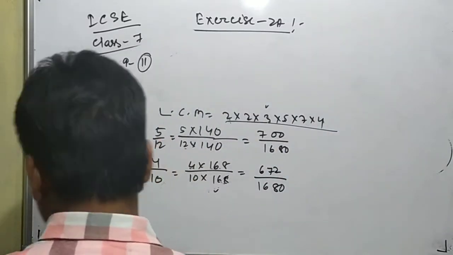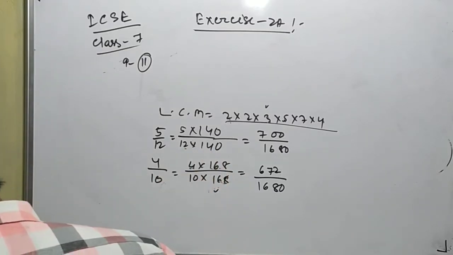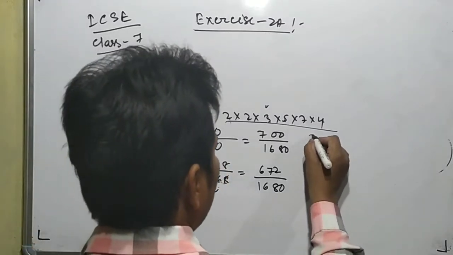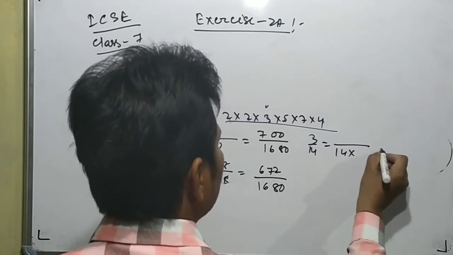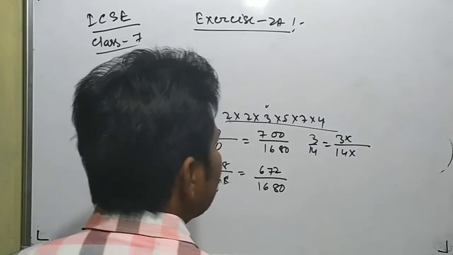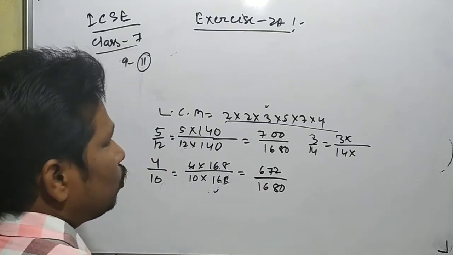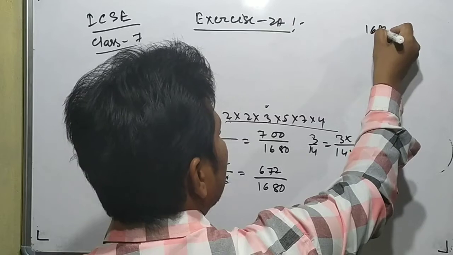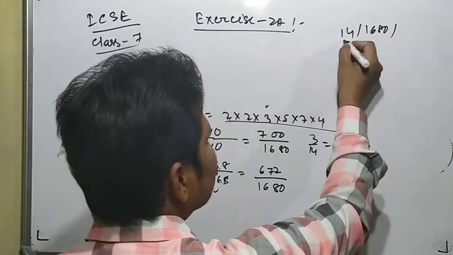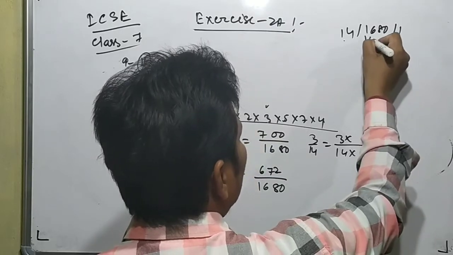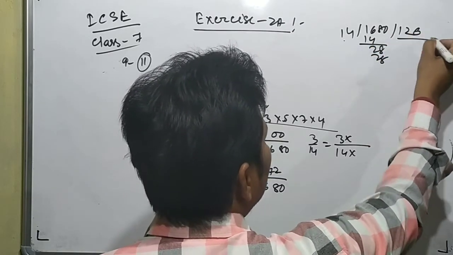Now another number is 3 by 14. So 3 by 14 equals 14 into 3 into what? How much will you multiply with 14 so that the result will be 1680? If we divide 1680 by 14, we get the answer. What is the answer? See here, 14 1s are 14, 14 2s are 28, again 0, 120.